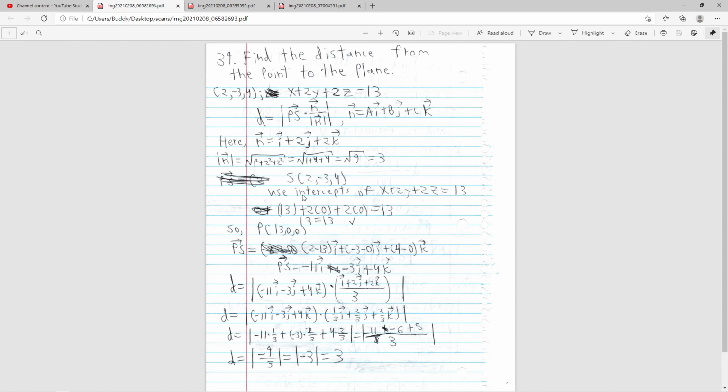So for PS, we take S to be 2, negative 3, 4, the point given, and use intercepts of x plus 2y plus 2z equals 13 to figure out what point to use for P. In this case, I use 13, 0, 0, because basically you make two of them equal to 0 if you can, and the other one equal to what you need to get the right-hand side, so you only have one non-zero number if possible. That's what I did, 13, 0, 0. Then it's 2 minus 13i plus negative 3 minus 0j plus 4 minus 0k. You get negative 11i minus 3j plus 4k. And the d is equal to that.